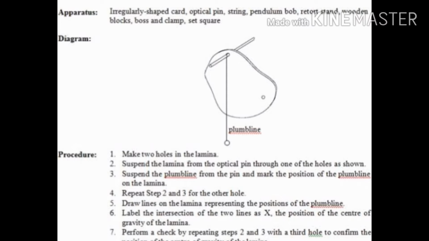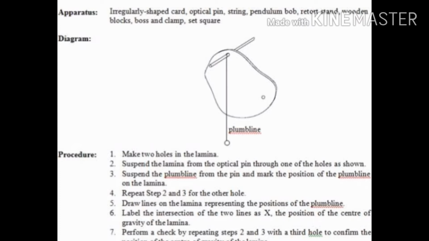So procedure: make 2 holes in the lamina. See the picture. Suspend the lamina from the optical pin through one of the holes as shown in the figure. Suspend the plumb line from the pin and mark the position of the plumb line on the lamina. And repeat steps 2 and 3 for the other hole. It's the same as points 2 and 3 for the other hole.